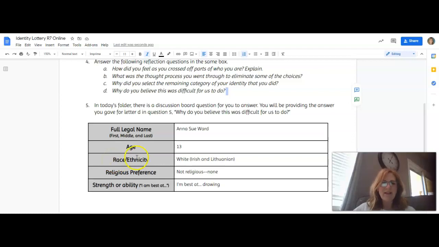Then you're going to write down race or ethnicity. Anna Sue Ward is white, and she says she is Irish and Lithuanian. If you don't know, then just write I don't know, or write whichever parts you do know. Religious preference: Anna Sue Ward doesn't happen to be religious, so she just put not religious or none. Strength or ability, I am best at: she wrote down she is best at drawing.